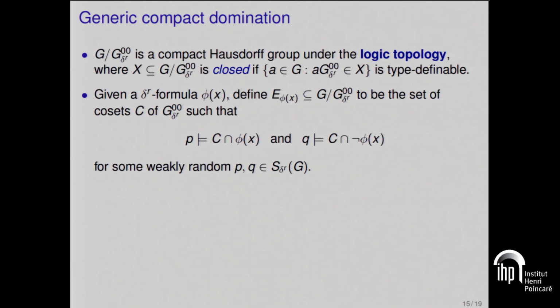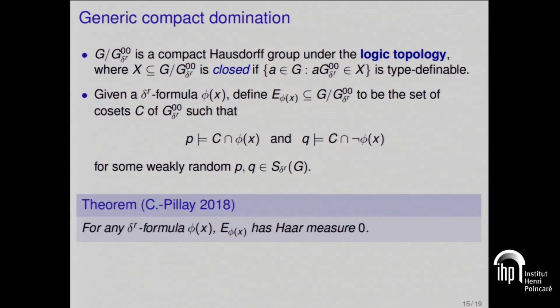And so the generic compact domination theorem says that if you have a delta R formula phi, this set of errors is small. In particular, it has Haar measure 0.